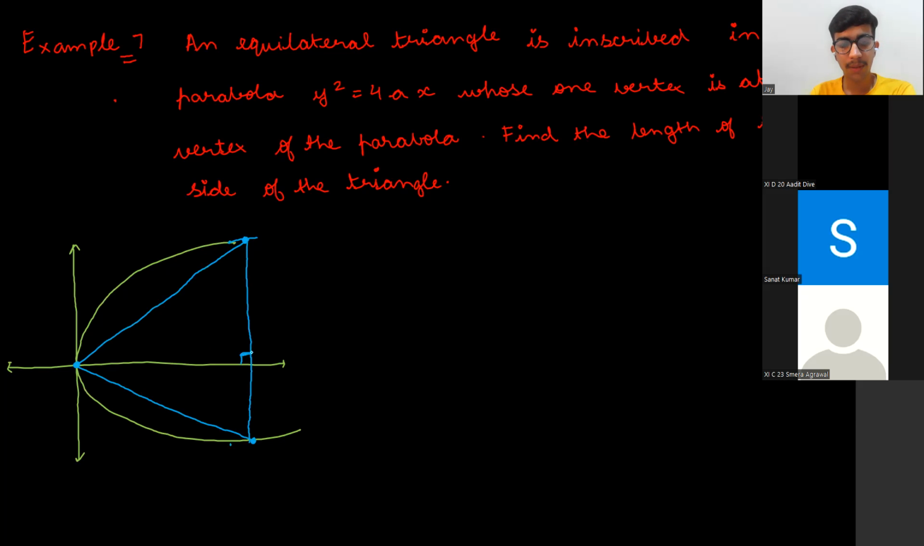So one of the sides is perpendicular to the axis of the parabola. And obviously the figure looks symmetrical. So whole of the angle is 60 degrees, so the axis will bisect it and this will be 30 and 30.